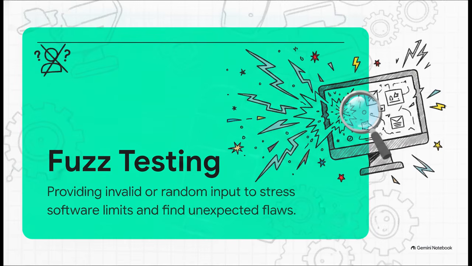Look, software should never depend on users behaving properly. It must gracefully handle unexpected activity. Fuzzing actively supplies invalid, unexpected, or totally random input to the software just to stress its limits. Testers then monitor the application, watching for software crashes, buffer overflows, or unpredictable outcomes that would indicate a vulnerability.